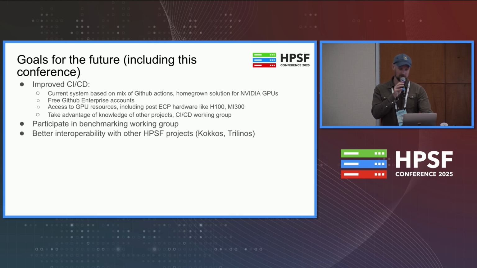And another thing we've gotten out of being in HPSF is we were given a free GitHub Enterprise account, which bumped the number of runners we could have. But we're interested in taking advantage of, or learning from, other members of the HPSF community who maybe have more experience in CI than we do, to learn how they've set this up.